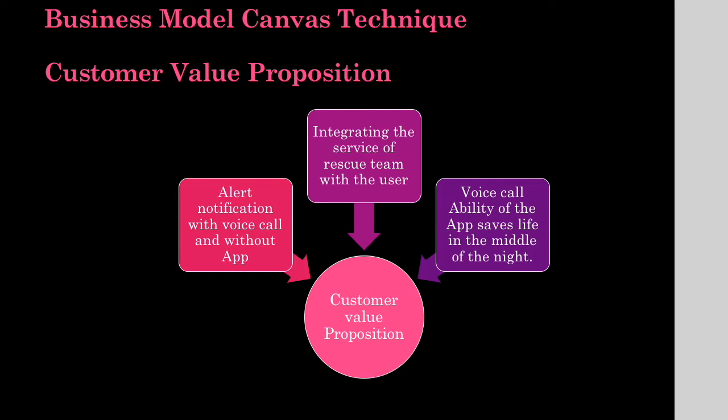At this point, the customer value proposition identifies three main goals: alert notification with voice call and without the app, integrating the service of the rescue team, and the voice call ability of the app.